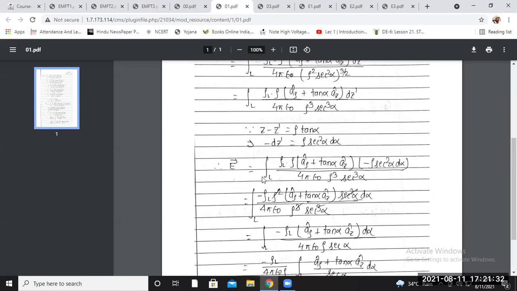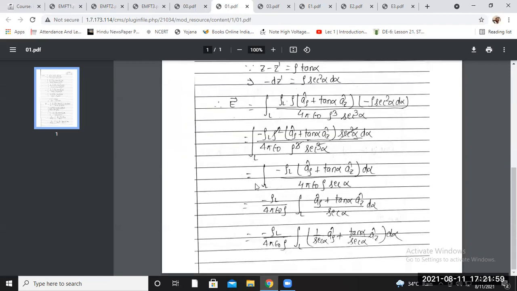Now you can put integration over the length rho l into rho arrow cap plus tan alpha az cap, and put the value of dz dash from this equation, that is minus rho sec square alpha d alpha, divided by 4 pi epsilon naught rho cube sec cube alpha. Denominator is placed as it is. Now just cancel some terms from the numerator and denominator part, you will get this equation. This line you will get for the electric field intensity. Now here you can say integration over the length minus rho l arrow cap plus tan alpha az cap d alpha over 4 pi epsilon naught rho sec alpha.